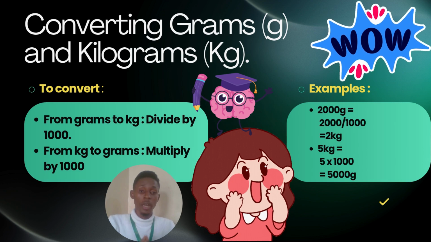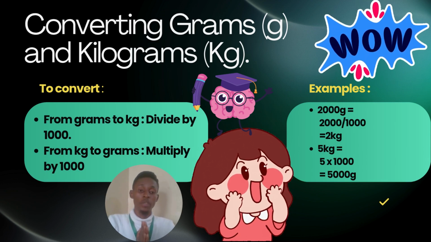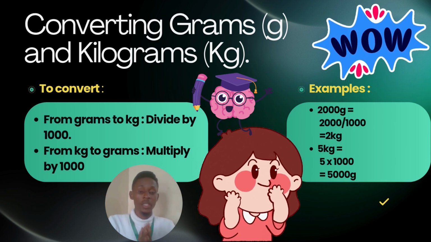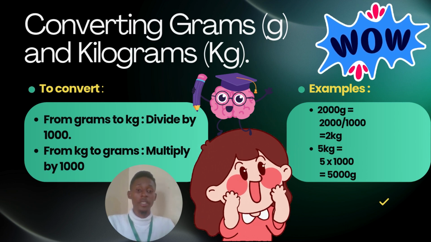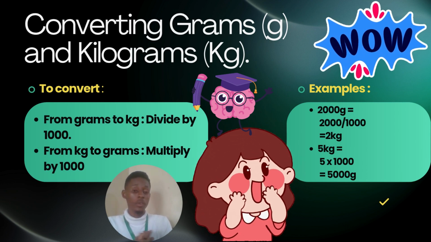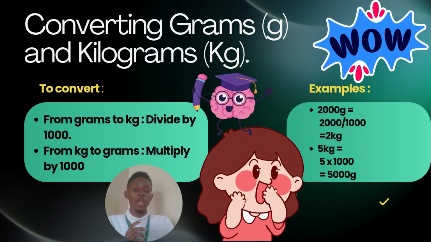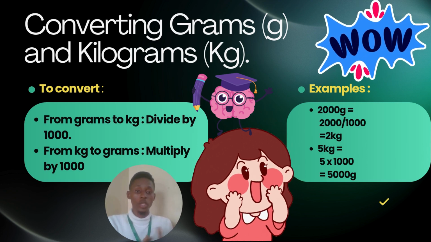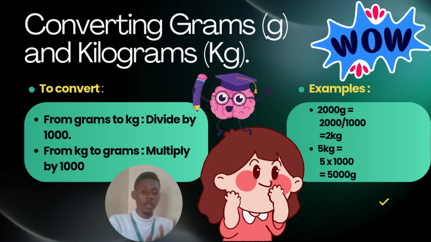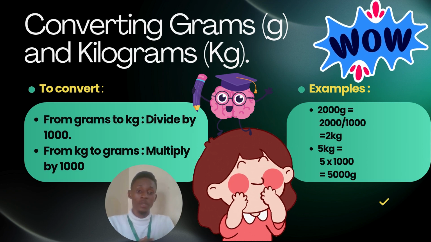So 2000 grams is equal to 2000 divided by 1000, which will give us 2 kg, that's 2 kilograms. Then second is 5 kilograms is equal to 5 times 1000, which is 5000 grams. So you are converting one from grams to kilograms and you are converting the other from kilograms to grams. So take note, 2 kilograms is higher than 5000 grams.